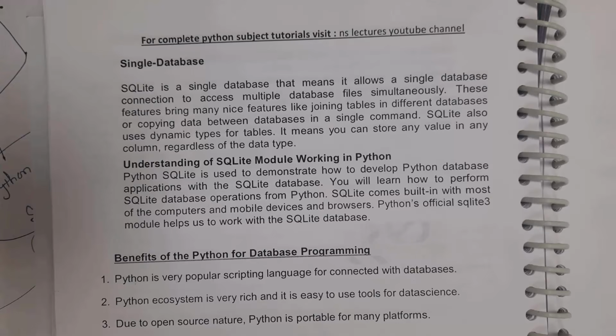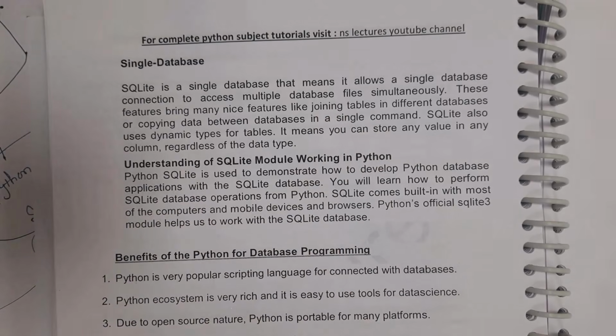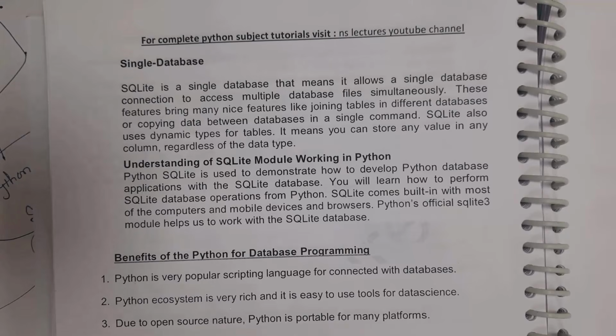SQLite3 is a single database. That means if you connect to a single database, you can access multiple database files. So this is the best feature. By using this feature, we can join tables in different databases and we can copy data and so on.